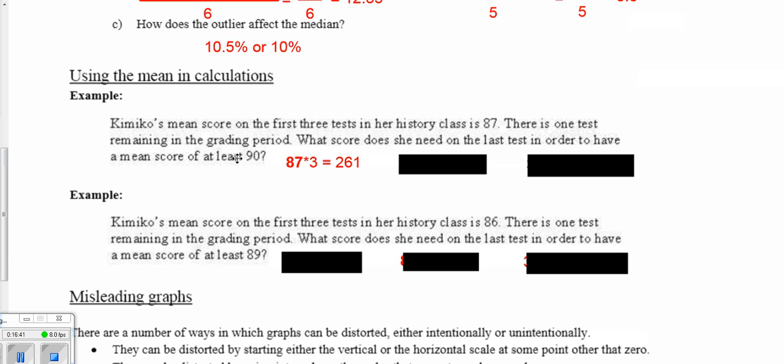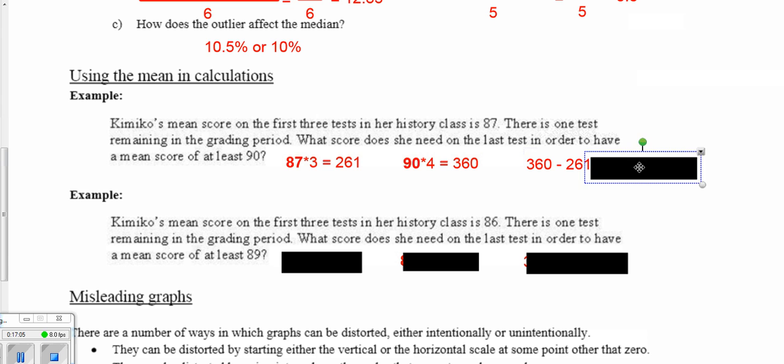Now, if she wants to have a mean of 90 after the last test, remember that means there's one more, so there'd be 4 tests. If she wants an average of 90 after 4 tests, we'd have to do 90 times 4 to get the total amount of points, which would be 360. So if her total right now is 261 and we need it to be 360, we would take 360 minus 261, and whatever we get will be how much she needs on the next test. That would be 99. She will have to get a 99 to get her average score up to a 90.